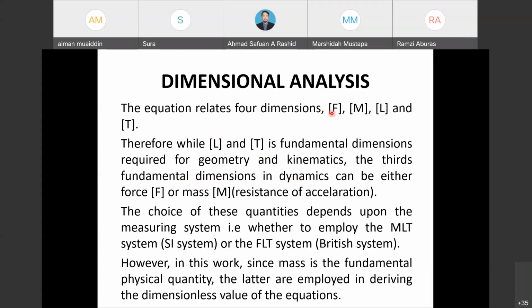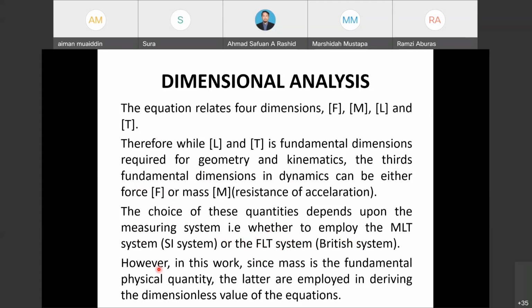If we want to use FLT, we use the force, or if we want to use MLT, we need to use the mass for the dynamic. The choice of this quantity depends upon the measurement system, whether we want to apply the MLT system based on the SI system or the FLT system based on the BG system. From my experience, if I am dealing with stress, it is better for me to use the FLT because force is related to stress. But this is a suggestion by the author.